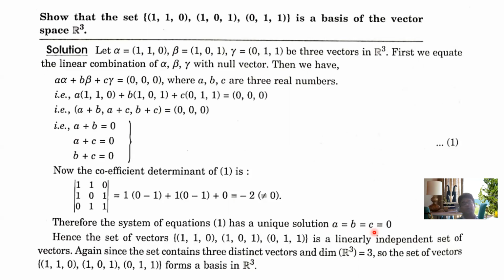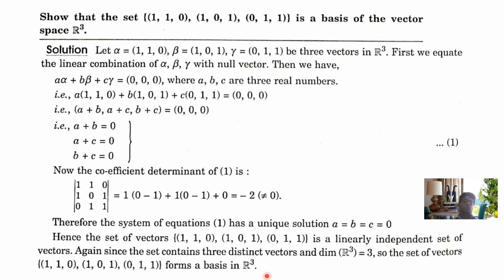All are 0. So it is clear that if all scalars are 0, the set of vectors 1 1 0, 1 0 1, 0 1 1 is a linearly independent set of vectors. Since the set contains three distinct vectors, the dimension of R cube is equal to 3. So the set of vectors 1 1 0, 1 0 1 and 0 1 1 forms a basis of R cube.